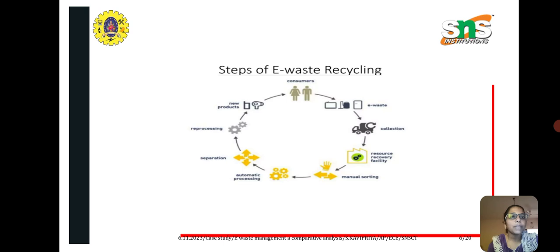And what are the steps involved in e-waste recycling? The consumers who have e-waste can contact the authorized recycling center. After getting the components, they will manually sort and process them, separate the components, reprocess them and convert them into new products. The new products later reach the consumers.